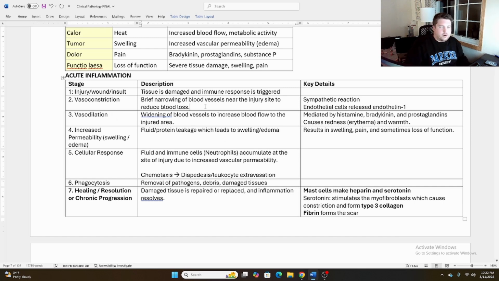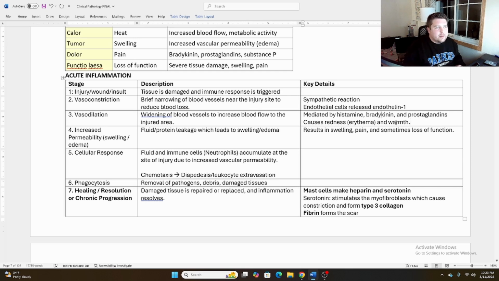After that, once we know that we're not going to have massive blood loss, all this stuff going all over the place, we actually get vasodilation to the area. This is because we need to bring a bunch of our immune system cells into the area to start cleaning stuff up. And the body also wants a little bit of swelling to lock that area into place, prevent it from moving, and make sure that it can heal properly.